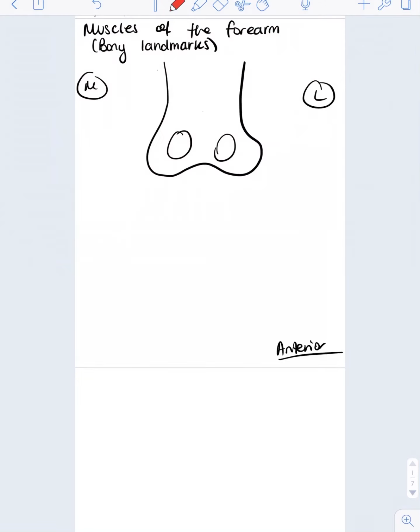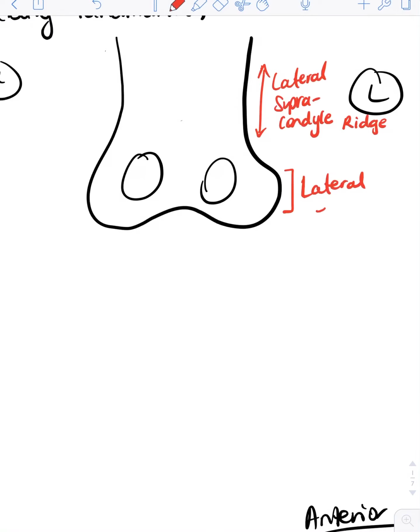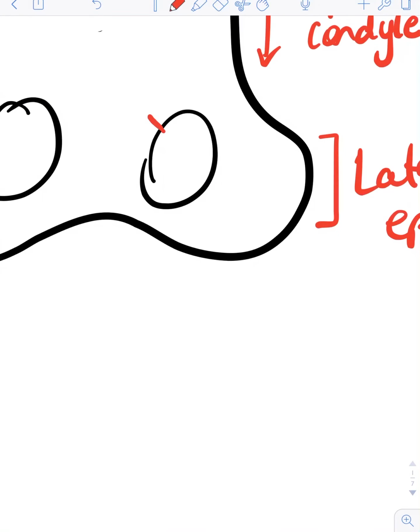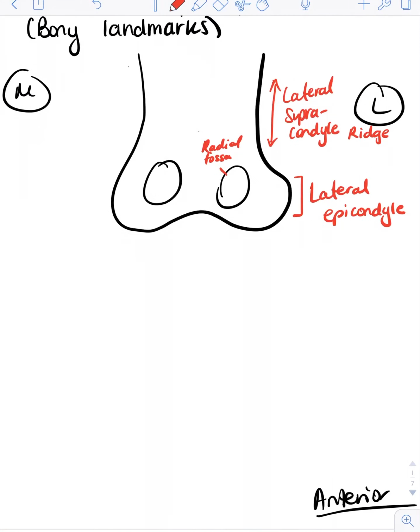So let's go with red. On the lateral aspect over here, this here is going to be the lateral supracondylar ridge. It's a line that's just above this here, the lateral epicondyle, which will become relevant when we speak about the extensor compartment, okay? And this here is going to be the radial fossa. This is where our radial head will articulate during elbow flexion, okay?